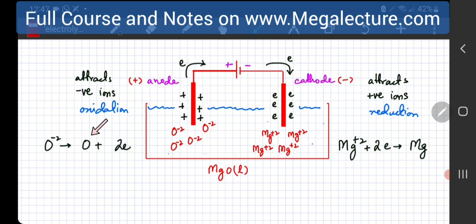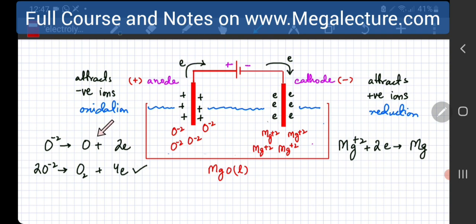Oxygen atoms always combine with other oxygen atoms to give you an O2 gas molecule. So I'm going to double everything. It's going to be 2 O minus 2 ions, and it's going to produce 2 oxygen atoms, which will combine and form an O2 gas molecule. And since you've got 2 oxide ions, they'll be losing 4 electrons because I've doubled everything. So that over here is my equation at anode.